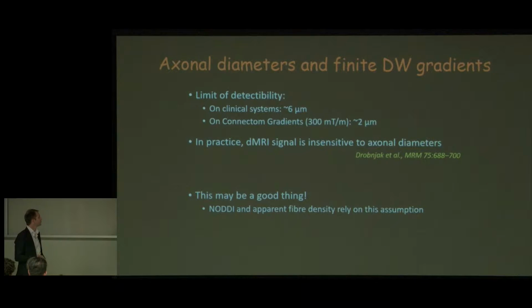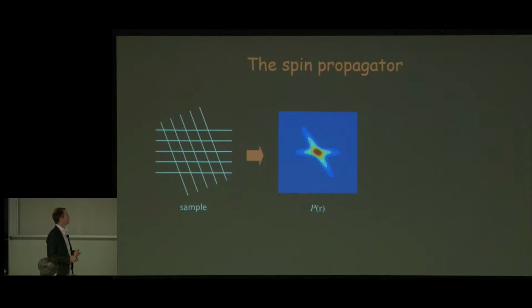But for us, the fact that we're not sensitive to axon diameters is probably a good thing, because we rely on this assumption for NODDI, for example, and apparent fiber density. Basically, we're saying the signal that we measure for that intra-axonal compartment is just about how much water there is in that intra-axonal compartment transverse to the fibers. It's not about how many of these are large axons or not. It's just how much is intra-axonal. So that's quite a nice way of interpreting the signal.